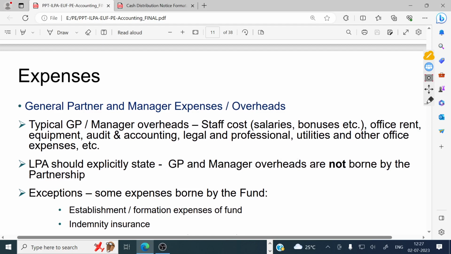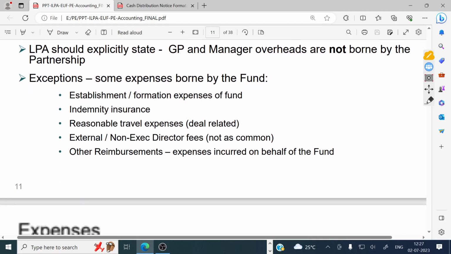Typically, general manager overhead, staff costs, salaries, bonuses, office rent, equipment, audit, accounting, legal, professional, utilities, and other office expenses, etc. LPA should explicitly state general partners and manager overheads are not borne by the partnership. So it means you would see different expenses. Like let's say general partner and manager, their expenses they cannot record in a partnership. Partnership, you can record only those expenses which are from the partnership. Right? So try to understand that as well.